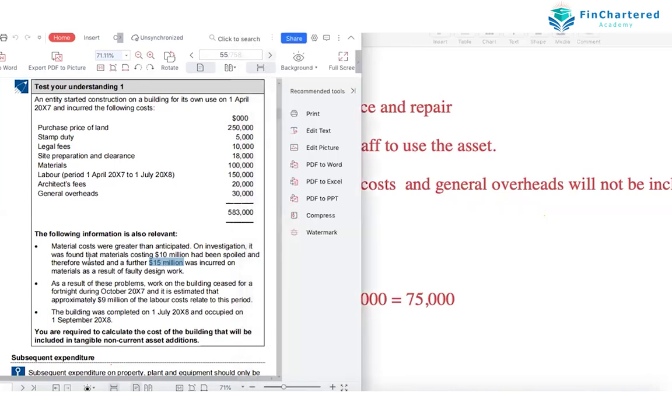Can you do labor and tell me, look at this note and see labor is 150. Who can tell me how much will be capitalized for labor? Labor is 150, but look at that note and tell me how much will be capitalized for labor. Let's see who gives the answer first.